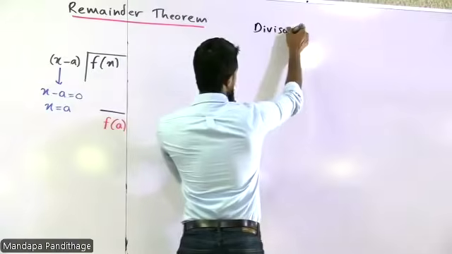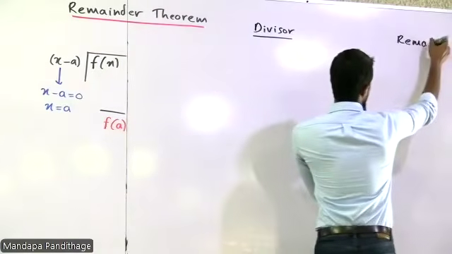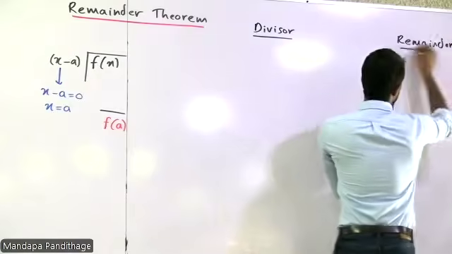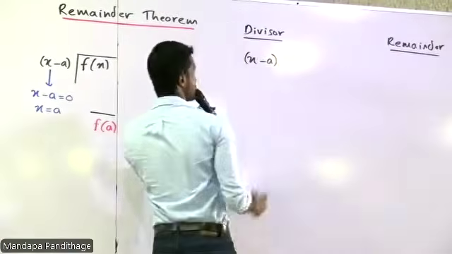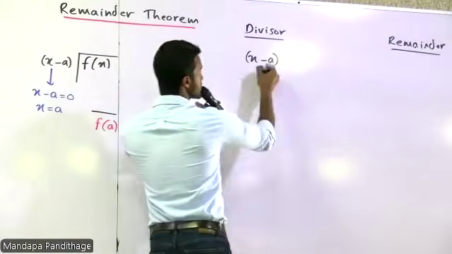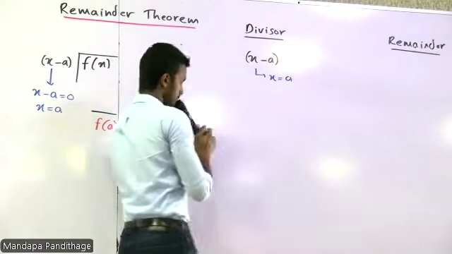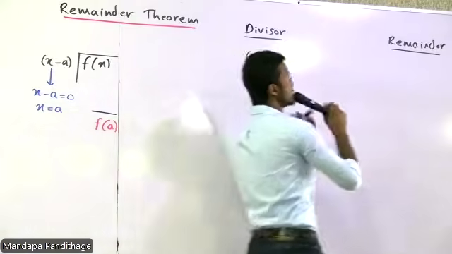I'm considering the divisor. And then what is the remainder? You now tell me. If the divisor is x minus a, then I know x minus a becomes 0 when x equals a, which means the remainder is f(a).